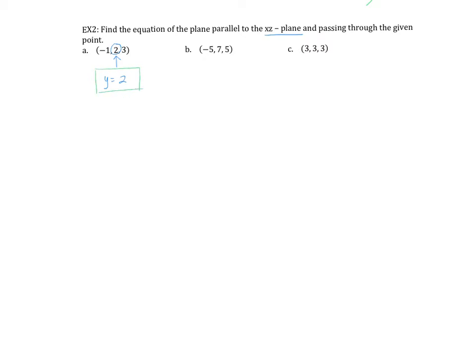And that would be true for part B and part C as well. All of these planes are parallel to the xz plane. So to write the equation, all I have to do is simply look at the y value. So y equal to 7, and then y equal to 3, which is why we call them simple planes, because they're very easy to define.